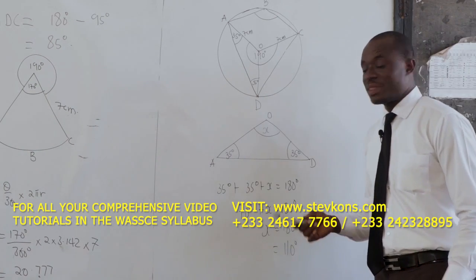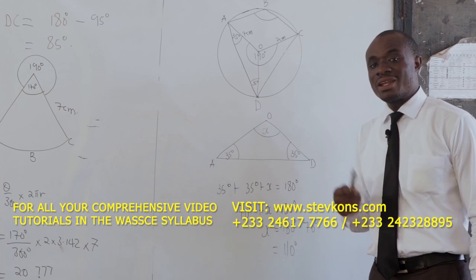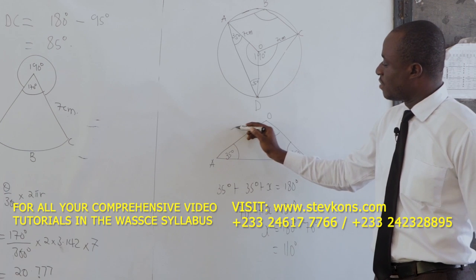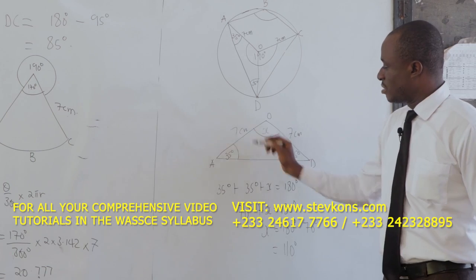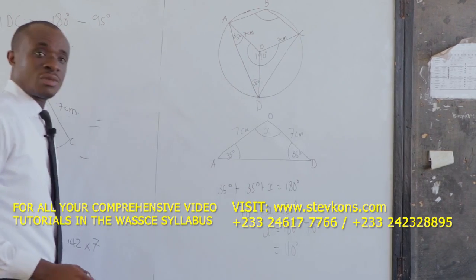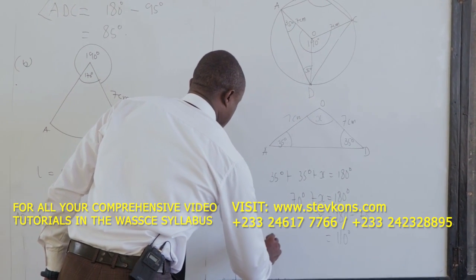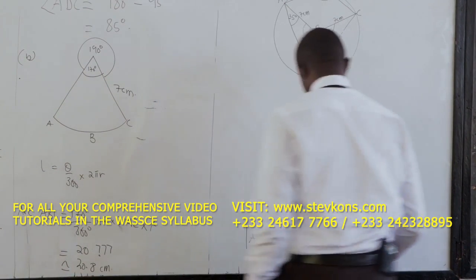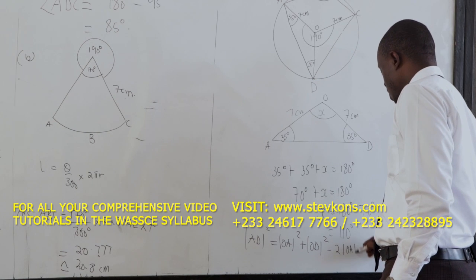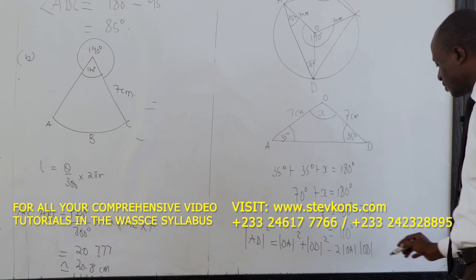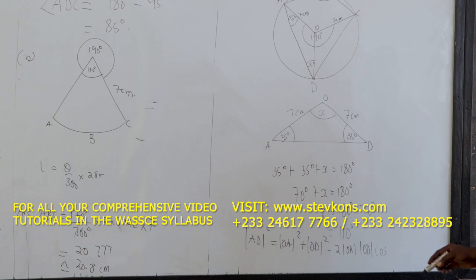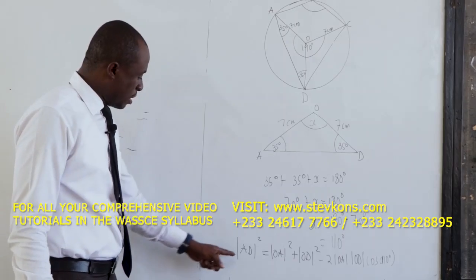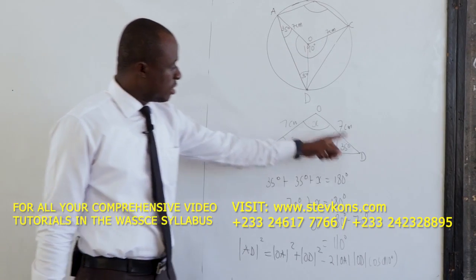Now I want to find AD. This is very trivial. We can apply the cosine rule. And what does the cosine rule say? That is where the angle is facing, the square of it equal to, remember this is 7, this is also 7 centimeters. So applying the cosine rule, we can say AD square equal to OA square plus OD square minus 2 times OA times OD cos the angle, which is 110 degrees. Now we are looking for AD, but we know OA. OA is 7, this is also 7.